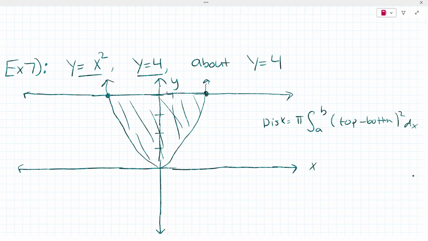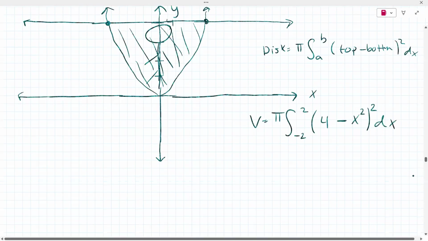So our top, if we're standing up like this, our head is touching the top, which is the horizontal line. And then our feet are touching the bottom, which is the parabola, right? So it's going to be volume equals pi, integral from -2 to 2, and then our top is 4, and then our bottom is the parabola, squared, dx.